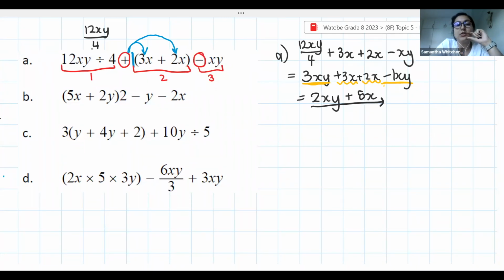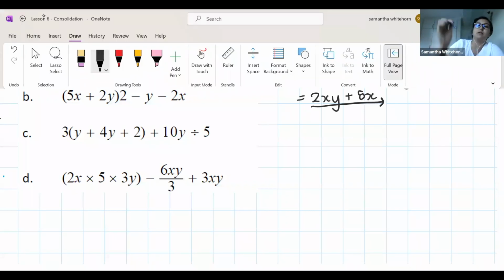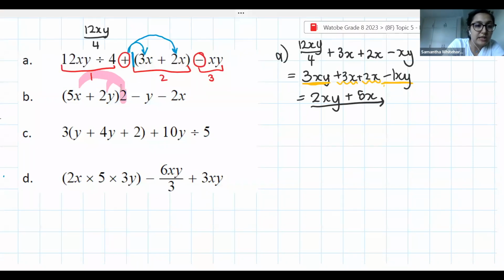So I want you guys to try question B for me. Remember, you've got this 2 at the back of the bracket. So that 2 needs to distribute into that first bracket. I'm just going to remind you of that. So try question B for me.